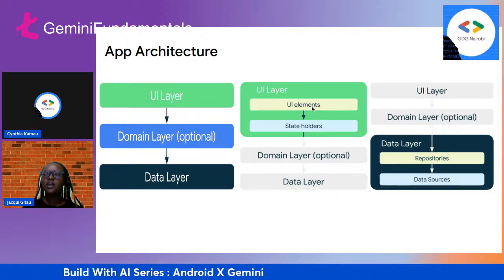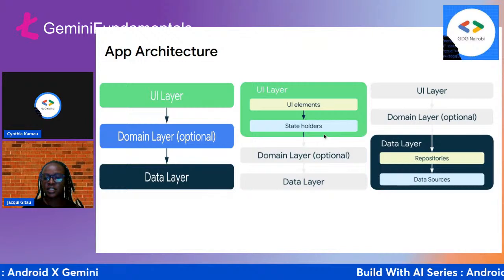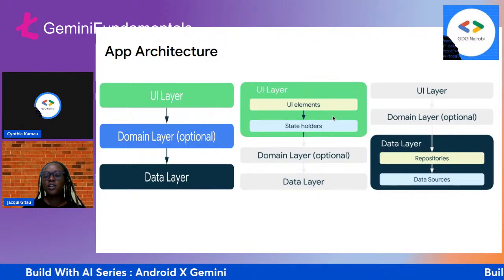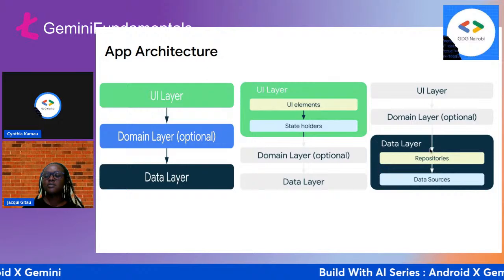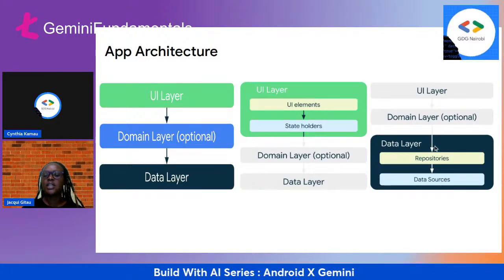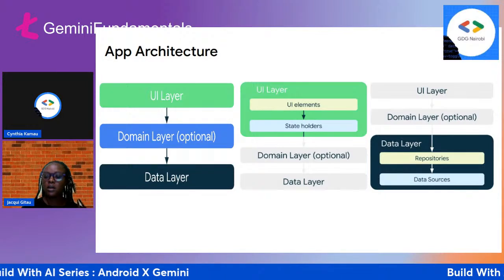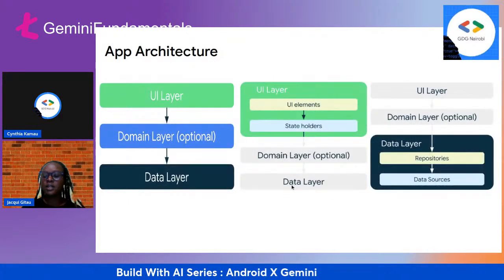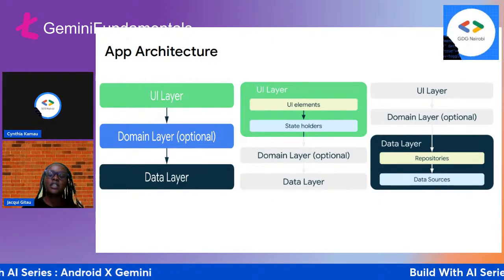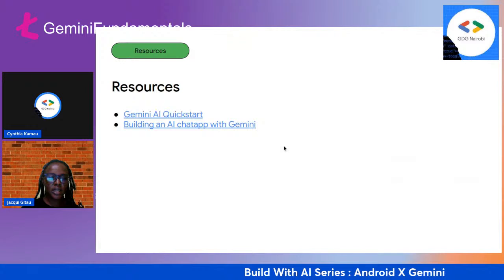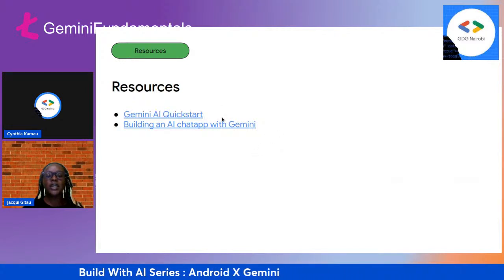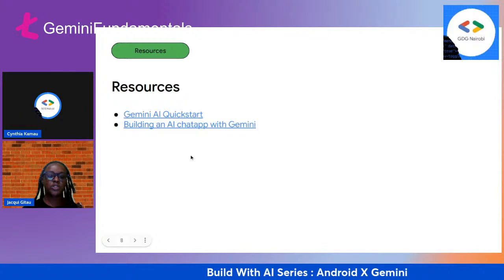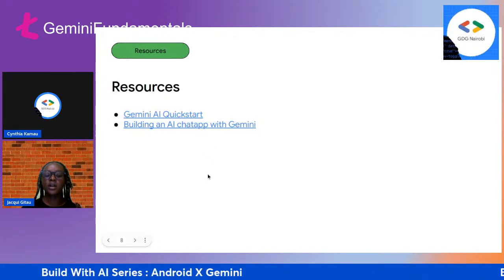In the UI layer, you'll see how I have managed state in the state holders, that is the view models, and how I have rendered the state on our UI using composables. And here is how you can structure your data layer. That is, you can have repositories and data sources to handle matters to do with data in the background. Yeah, and then some of the resources that I used were the Gemini AI Quick Start and a YouTube video that I looked at just to learn more about how to integrate the API in our applications.